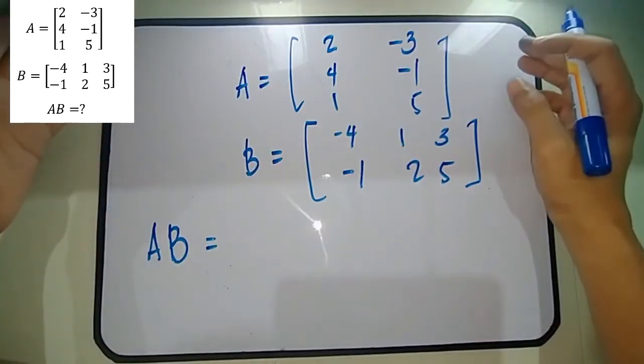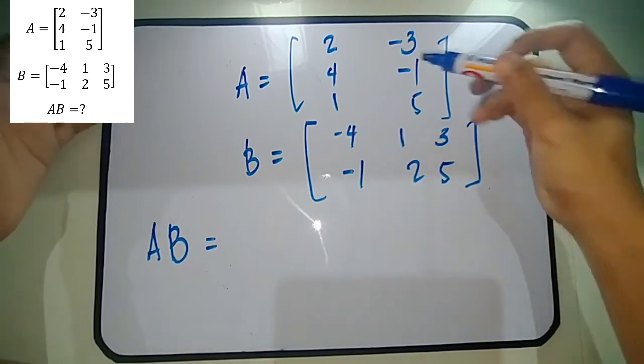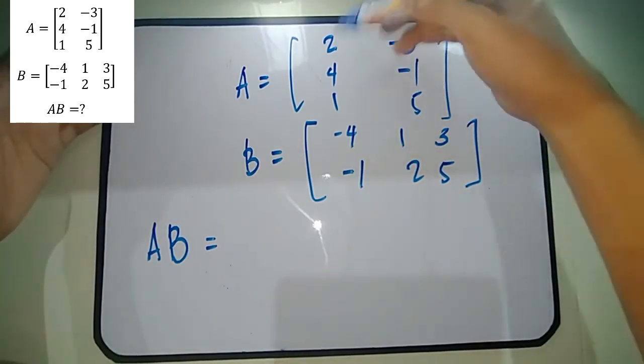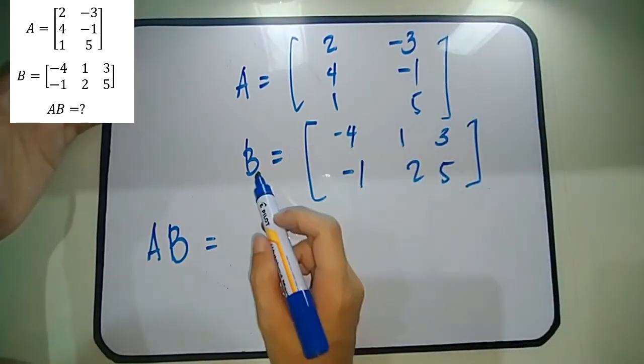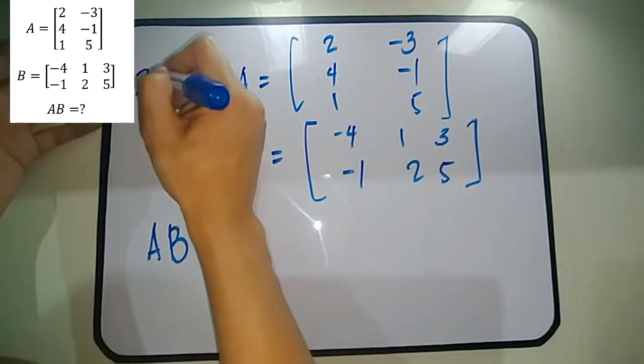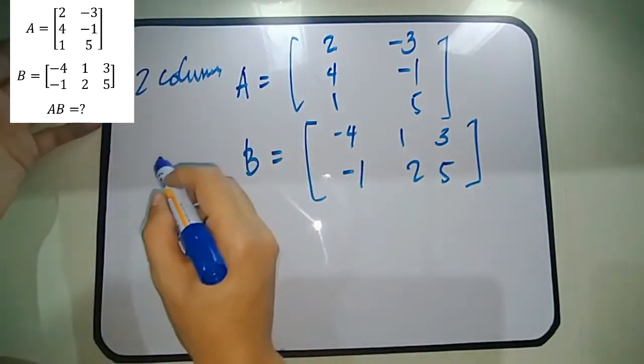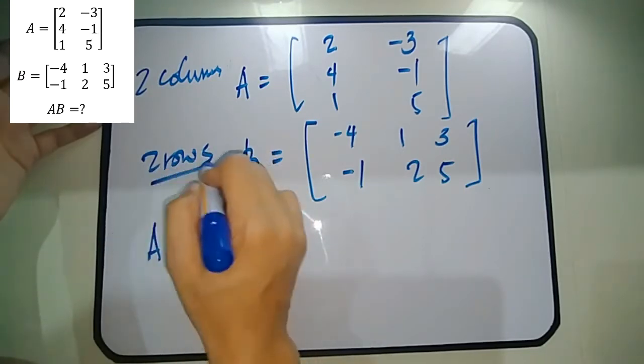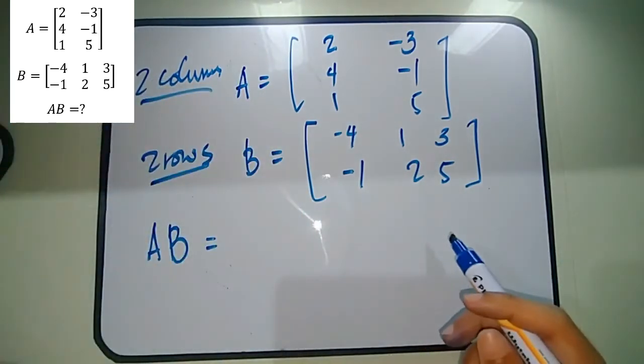Ito guys, pwede natin siya i-multiply because the number of columns here, you have here 2 columns. And sa matrix B, we have here 2 rows. So, you have 2 columns, we have here 2 rows. So, equal sila. Pwede mo silang i-multiply.